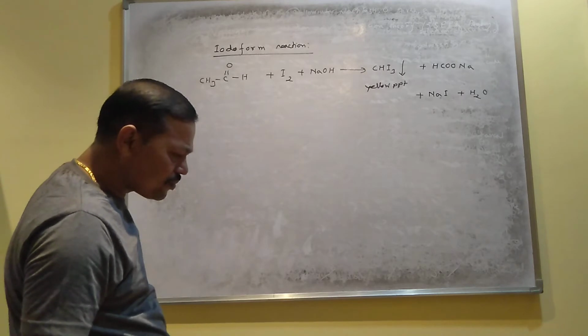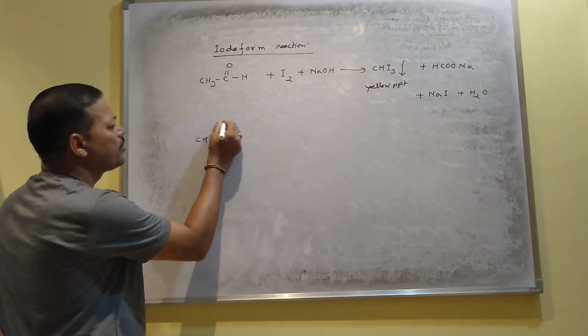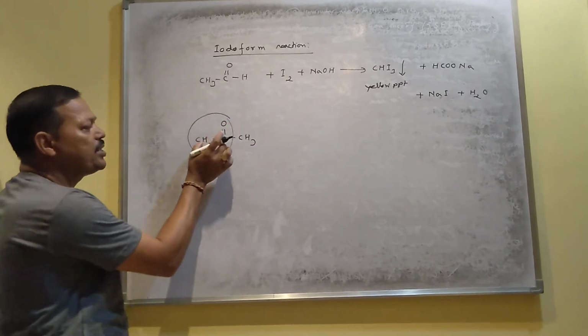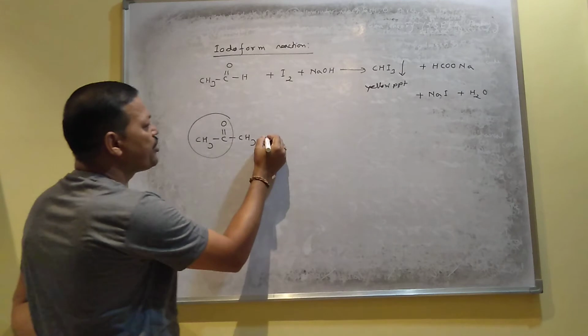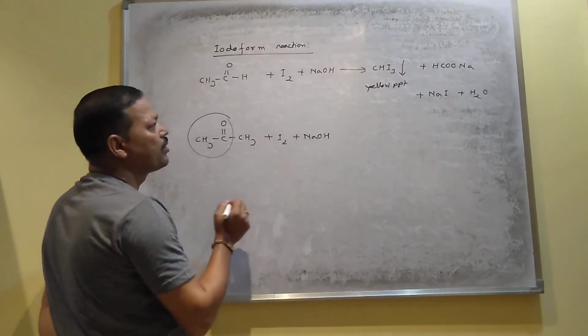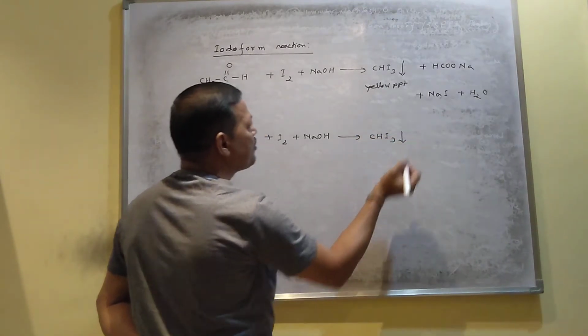Similarly, if you want to take another example, this is propanone, CH3C double bond O CH3. So here it contains this group, that means it can show iodoform when it reacts with iodine and sodium hydroxide, then you will get the iodoform CHI3.